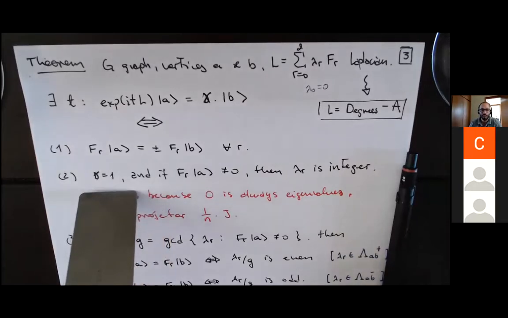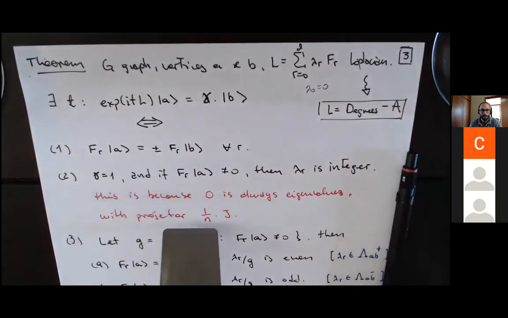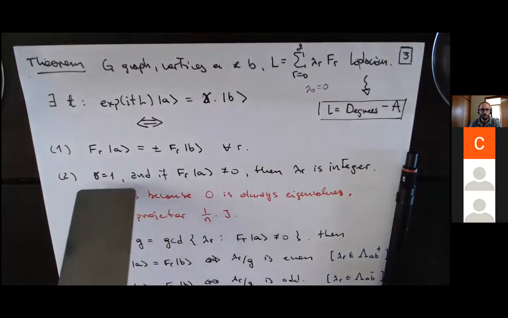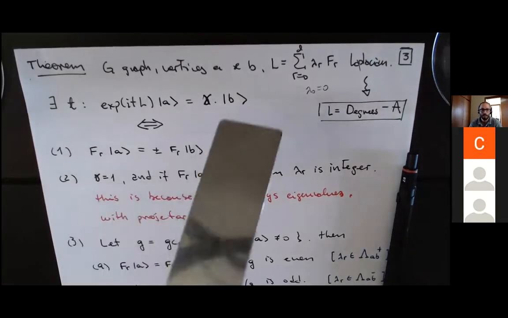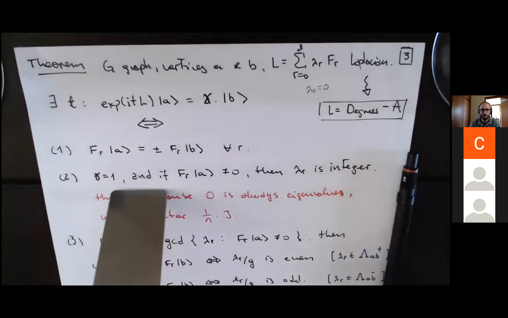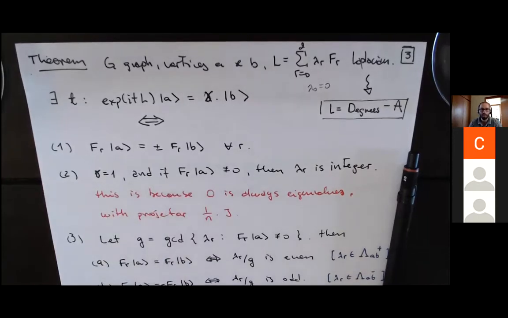Because 0 is always an eigenvalue with eigenprojector 1 over n times J, it's not difficult to see that gamma, the phase here, must be equal to 1. And if an eigenvalue belongs to the eigenvalue support, this eigenvalue must be an integer.